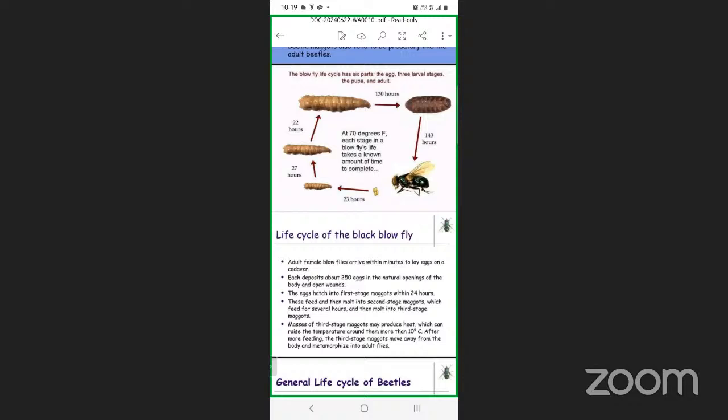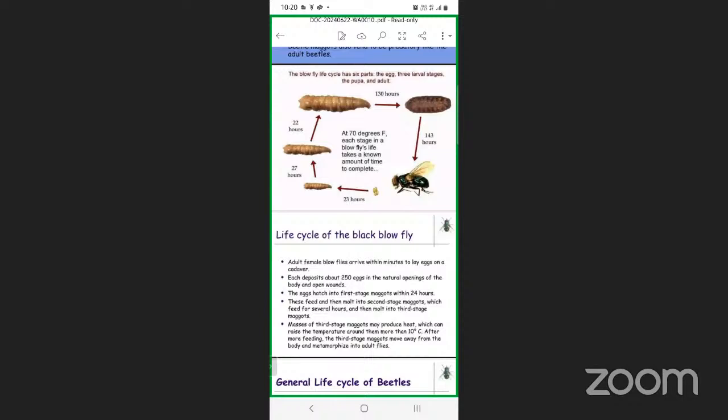The blowfly life cycle has six parts: egg, three larval stages, pupa, and the adult. In terms of hours, when the egg is laid, after 23 hours we see the next stage, after 27 hours another, and on the whole around 130 hours. 130 hours means around 5 to 6 days, and we see the pupal enclosure. The larva will be completed and enclosed into the pupal shell.